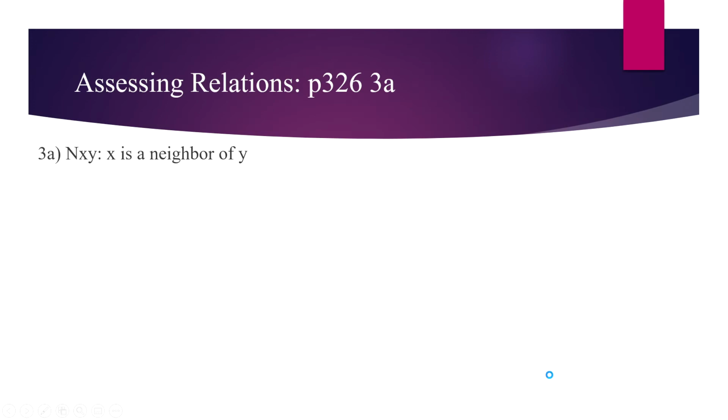Now let's move on to the assessing relations portion. This problem asked you to include some quantified specifications of things. I'm not asking you to do that. I just want you to tell me yes or no for each of the properties. So the first one is NXY. X is a neighbor of Y.